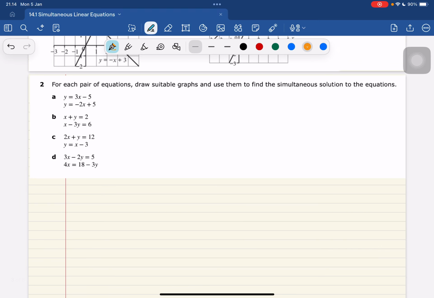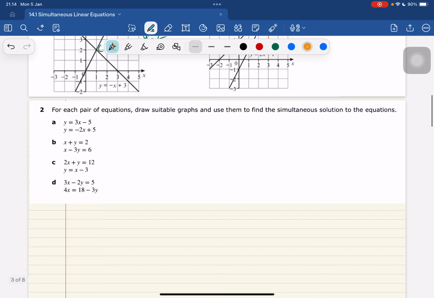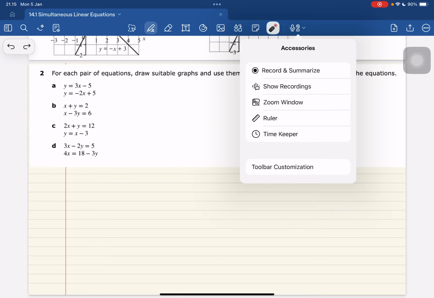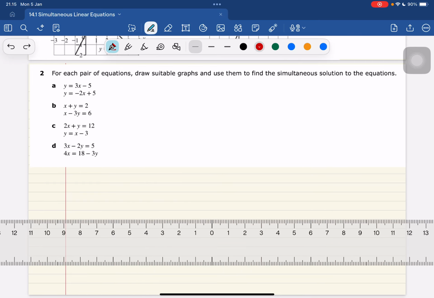Okay, for each pair of equations, draw a suitable graph and use them to find the simultaneous solution. Let us draw the graph first. Oh, sorry, you need to make it a proper graph. Here I got the ruler. So this is the graph that we are going to use.